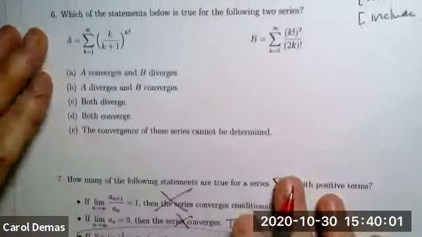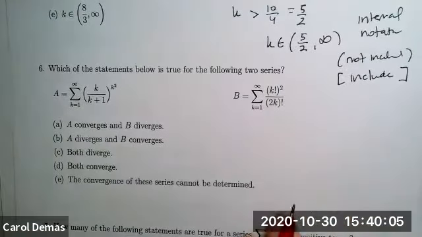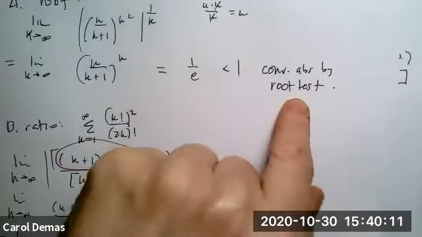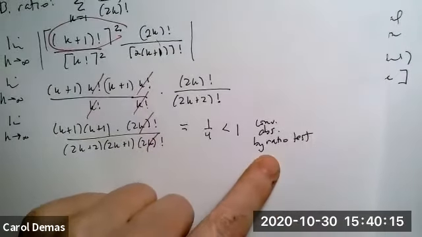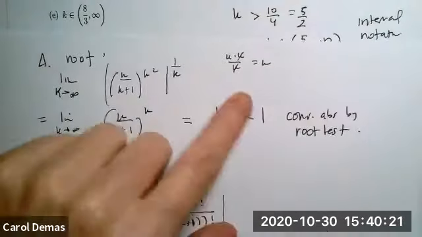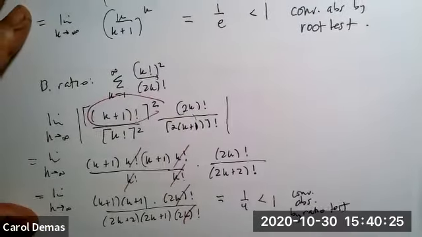All right, what did you want here? Okay, I don't remember. What did we say? We said that the first one converges absolutely by the root test, and the second one converges absolutely by the ratio test, okay? I think the work is more important than the answer. Did you get the work for these? That's what I care about. Yeah, okay.